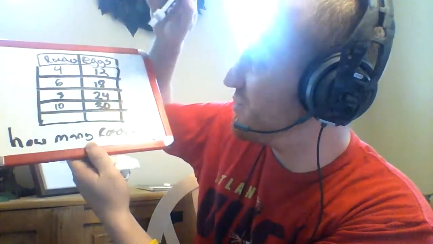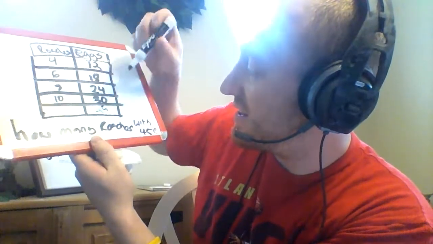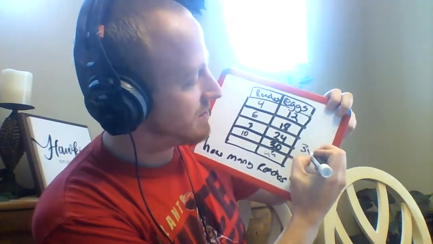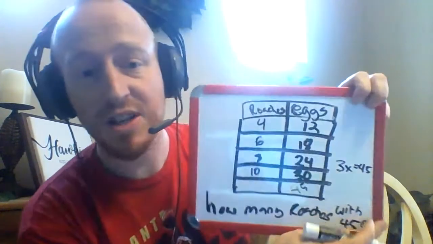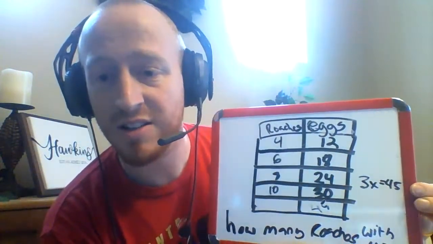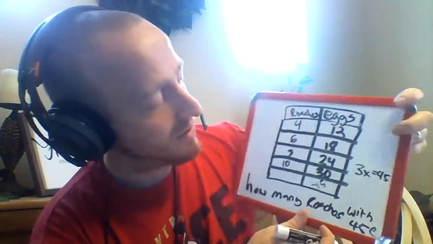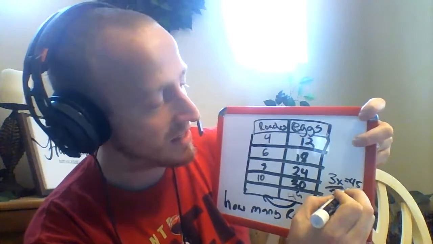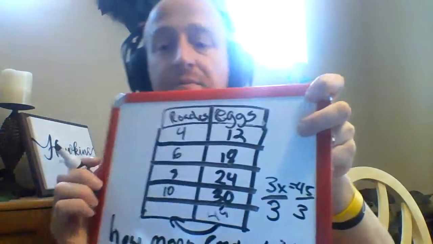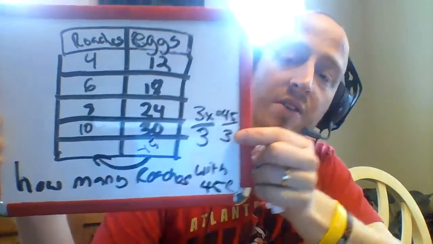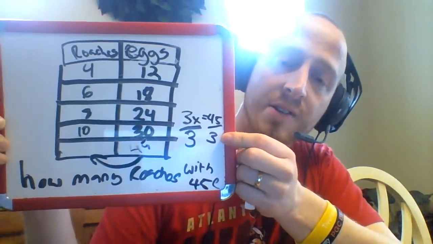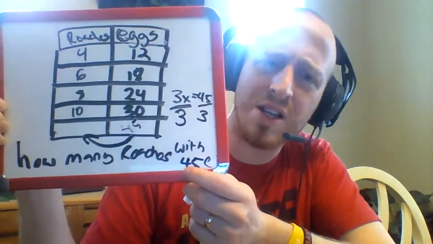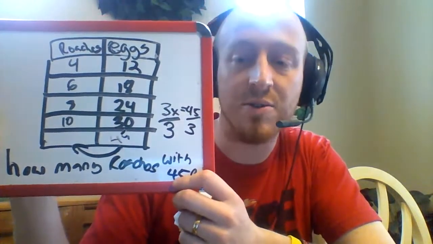It says how many roaches with 45 eggs. So if we know that the rule is 3x, then 3x equals 45. So instead of multiplying by 3 to get our answer, we're going to have to go backwards. We're going from y to x. So we're going to divide both sides by 3. And then x would give you 15. So if there were 15 roaches, 15 times 3 is 45. So you would say, well, what times 3 would give me 45? Or divide 45 by 3.